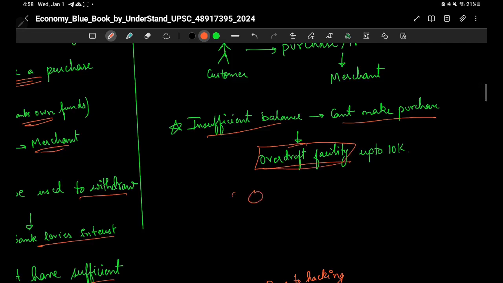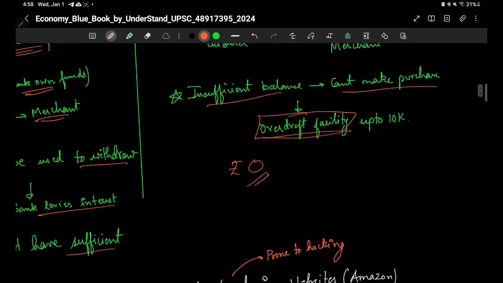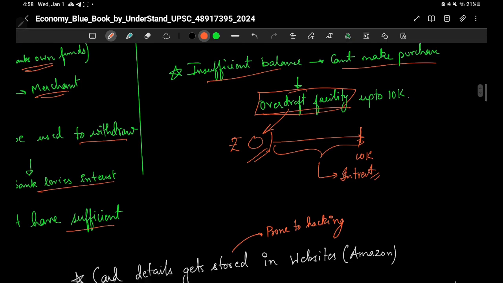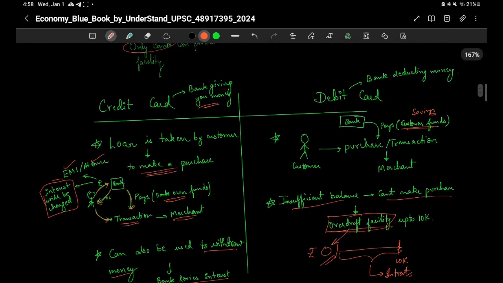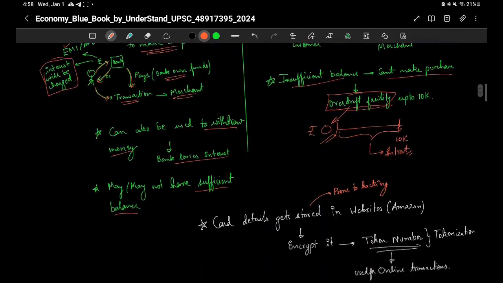Like, let's say you have 0 rupees in your bank account, banks can give a facility like overdraft facility where you can make transactions up to a certain limit, let's say 10,000 rupees. Up to 10,000 rupees you can use that card, but they will charge some interest, I think, if you use it after zero balance also. That is the meaning of overdraft facility. So this is the broad difference between credit card and debit card.